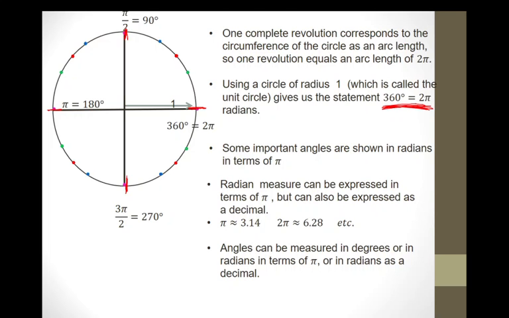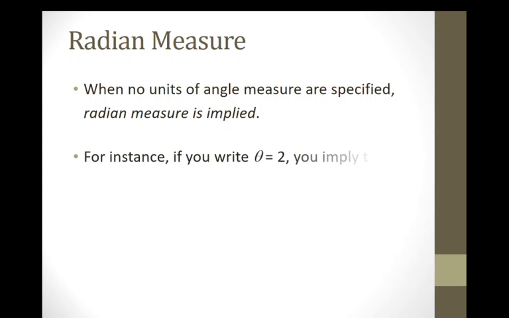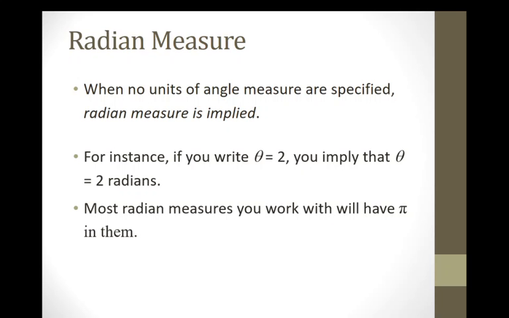This idea of radians makes it a whole lot easier. If there's no units of angle measure, it's specified as a radian measure. So if you write theta equals 2, you're implying that that's 2 radians, not 2 degrees. Most radian measures we work with will have pi in them, because technically, since radians come from the 2 pi, there's going to be some rounding errors. So it's always going to be an approximation, and it's easier just to leave them in terms of pi.